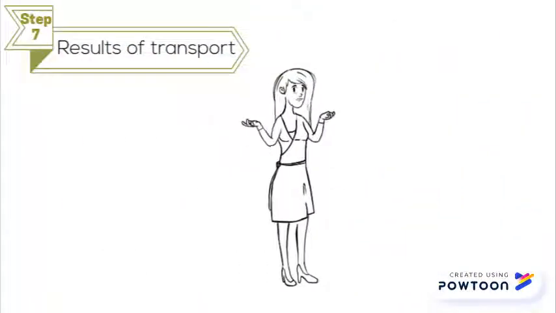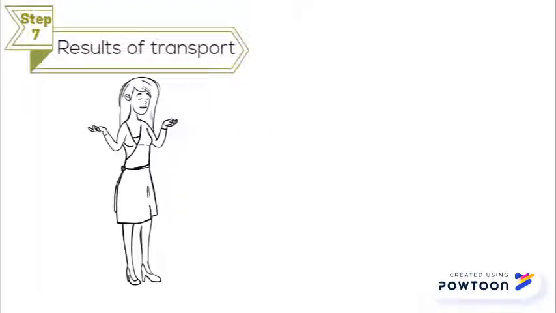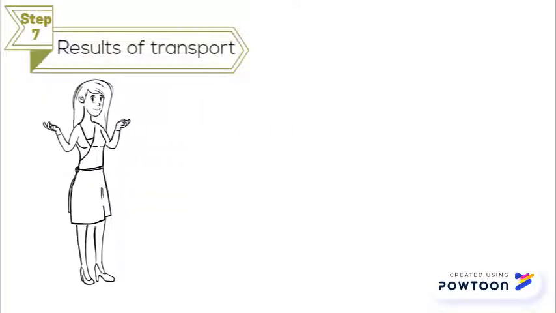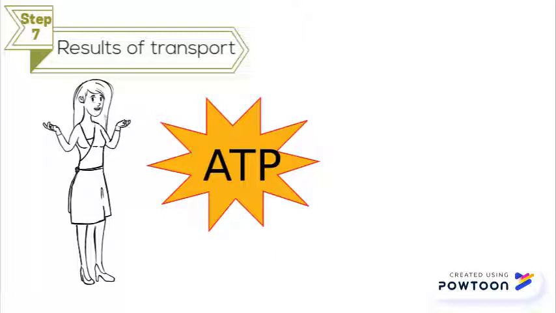Step 7. Results of transport. The pathway the linear transport takes is unique because it does not pass electrons onto NADPH. The proton gradient is used to generate ATP with the same kind of ATP synthase complexes found in the mitochondrial membranes. Linear transport results in the formation of ATP and NADPH.